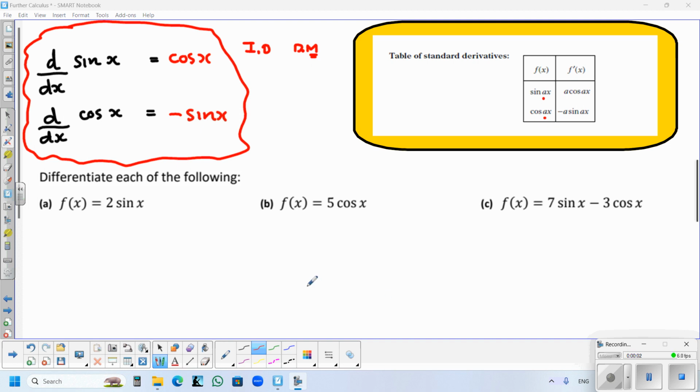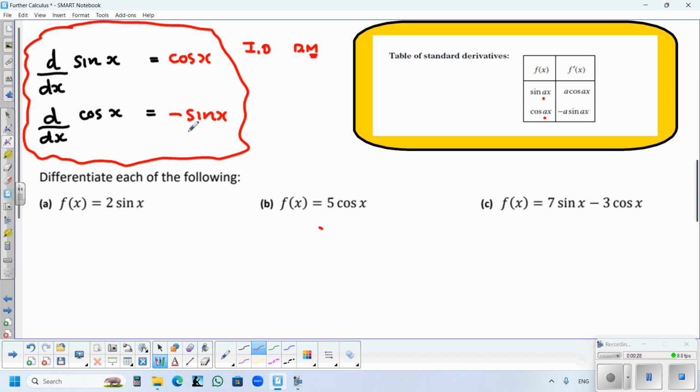In this wee video, we're going to look at differentiating sines and cos. So you're given this table in your exam. It tells us that sine ax, now if it's just sine x, a is 1, so that becomes 1 cos 1x. So in other words, the derivative of sine x is cos x. Derivative of cos ax, a again is 1, so it's minus 1 sine 1x, which is just minus sine x. So try and remember those two.